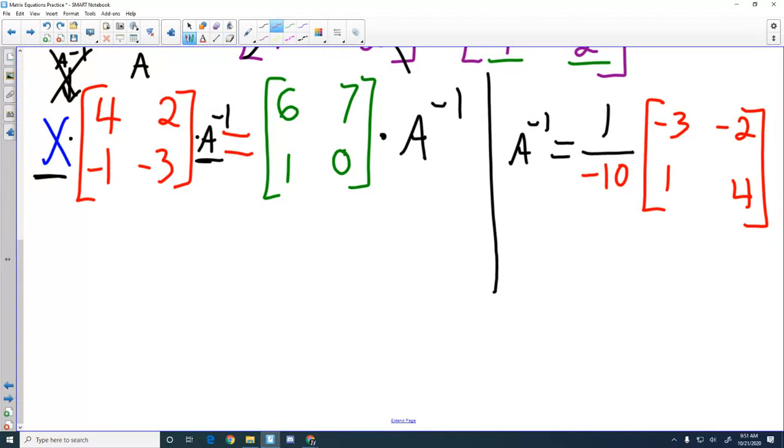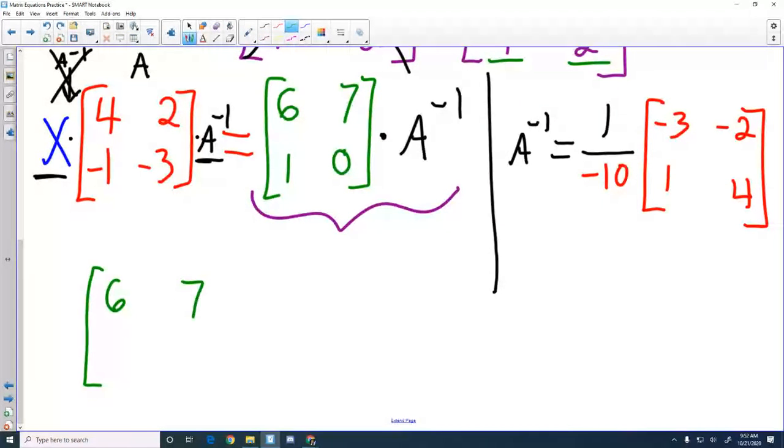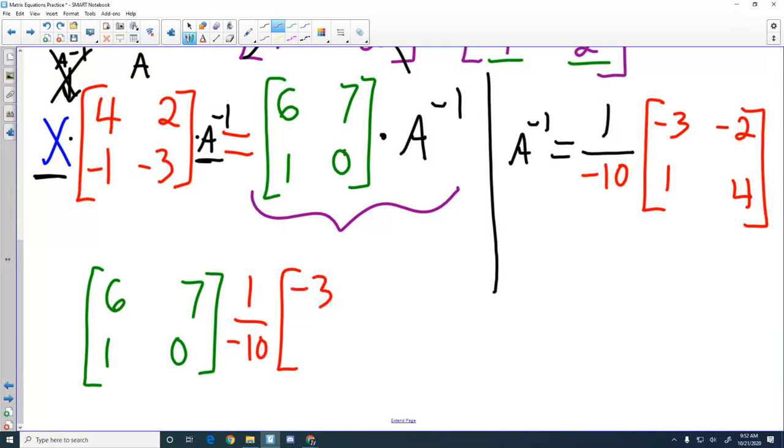So remember, the actual calculation is going to come into play right here. It's this green matrix on the right side times A inverse, which we just found. And so we're going to multiply these together. So let me write this out. 6, 7, 1, 0 times our inverse matrix, which is 1 over negative 10 times negative 3, negative 2, 1, and 4.